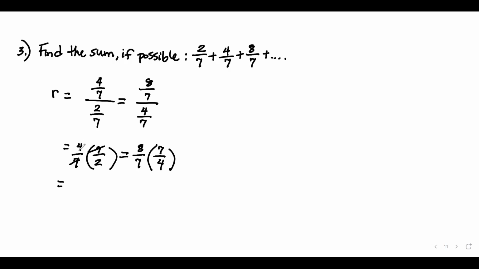Simplify, so we can do cancellation. 4 divided by 2 is 2. 8 divided by 4 is 2. So they have a common ratio, which is 2. Since our r is greater than 1, we cannot find the sum.